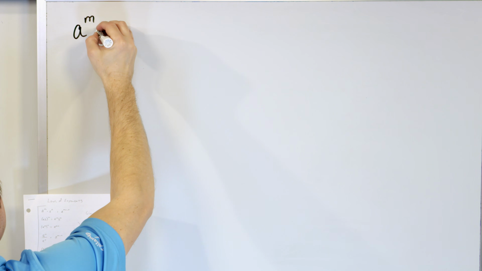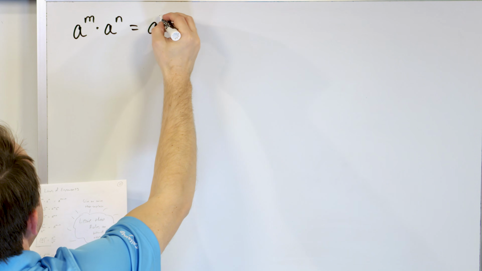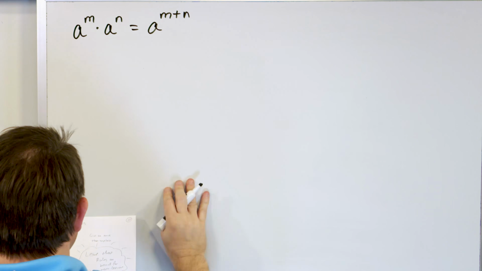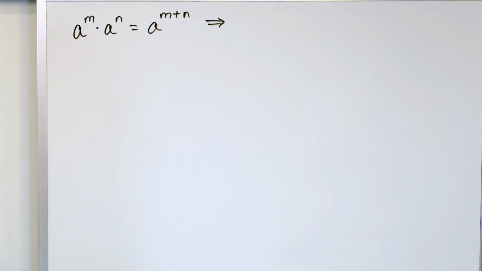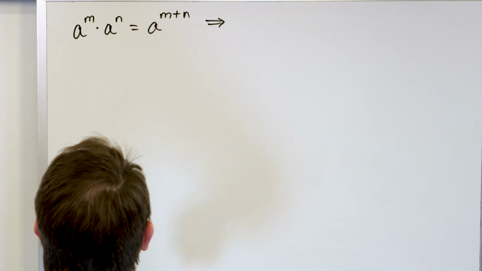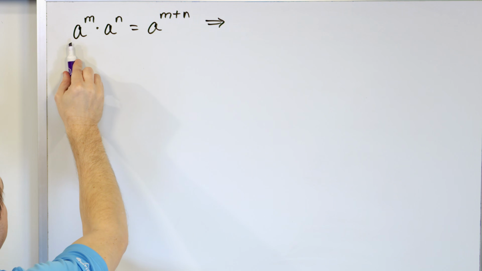The very first law that we wrote down was a to the power of m times a to the power of n, and we said that it was equal to a to the m plus n. So what I want to do is show you a couple of different examples. The first one I'm going to show you is in terms of numbers. What this means is that the base here, whatever it is, has to be the same thing. That's why they're both a.